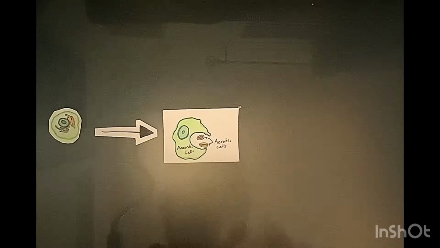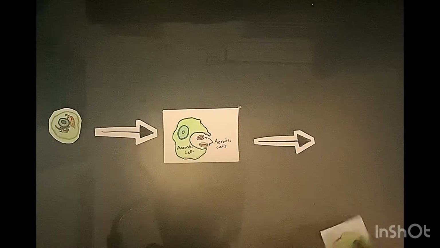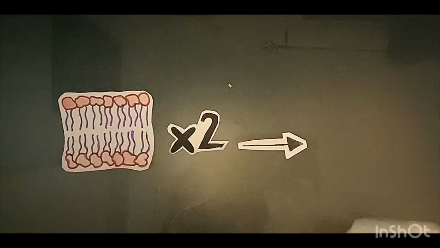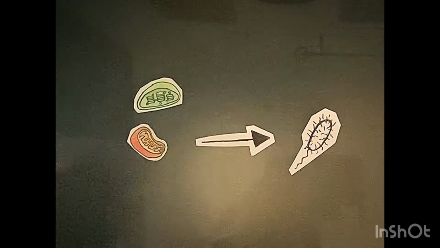On the other hand, since the host cell lacked the necessary metabolic pathways to process oxygen and ultimately made it harmful, the anaerobic cell benefits from the relationship as it now has an aerobic cell to process oxygen. The presence of two lipid bilayers is believed to have originated from the endosymbiotic theory, stating that both mitochondria and chloroplasts were their own independent prokaryotic cells.